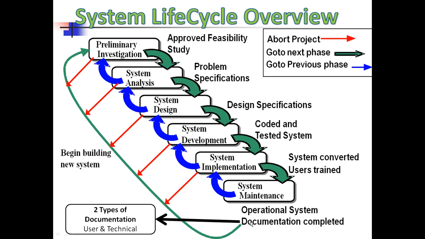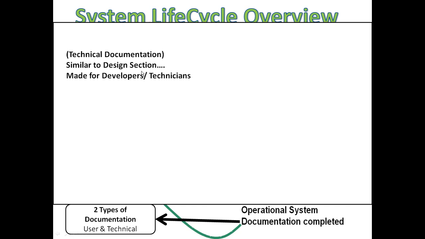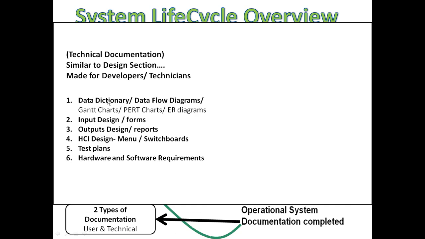One other thing that they might ask you about is the documentation. There's two main types of documentation. They are user and technical. Technical is very similar to the design section. So if you think back to what's contained in the design section, you'll remember that it's made for the developers and the technicians, and it includes the following: data dictionaries, the inputs of the design, the outputs design, the human-computer interface design, the test plans, the hardware and software requirements.